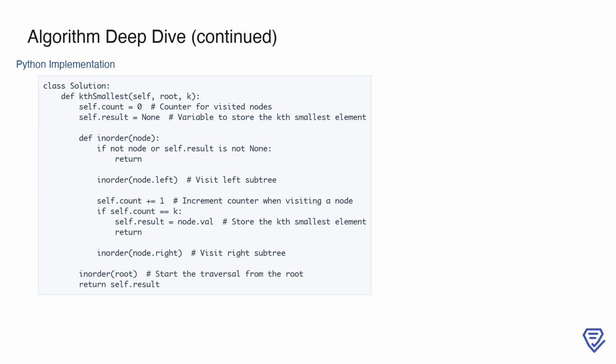Otherwise, the function recursively traverses the left subtree, ensuring that smaller elements are visited first. When visiting the current node, it increments the counter and checks if the counter equals k. If it does, the node's value is stored in self.result, and we return immediately to prevent further traversal. Finally, if the kth smallest element hasn't been found yet, the function proceeds to traverse the right subtree. The traversal starts with a call to inorder on the root node, and once it finishes, the result is returned. This implementation is both concise and efficient, making it well suited for solving the problem.